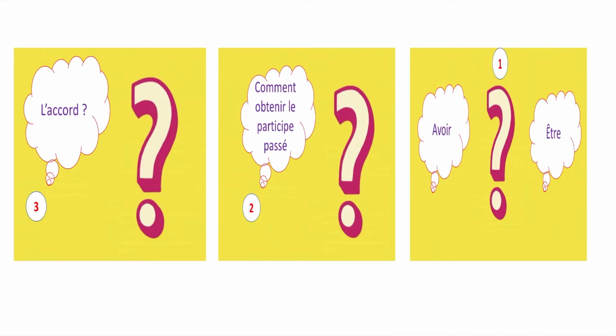But before starting solving any exercise, I want you to ask yourself 3 important questions. The first one is when should I use être and when avoir? The second question is how to get the past participle. And the third one is about l'accord. And I will explain each point separately. Let's start with the first one.